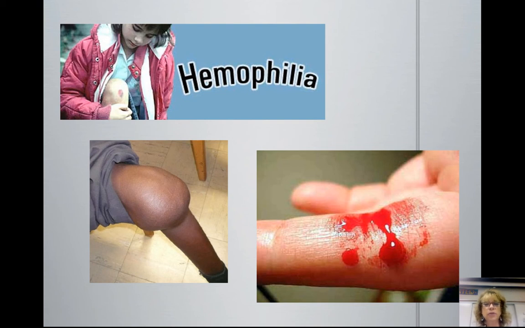Now, clotting factors are reproduced in a lab using genetic engineering and bacteria. We'll also talk about that in the next unit. So that is considered a much safer way to provide hemophiliacs with the clotting factor.